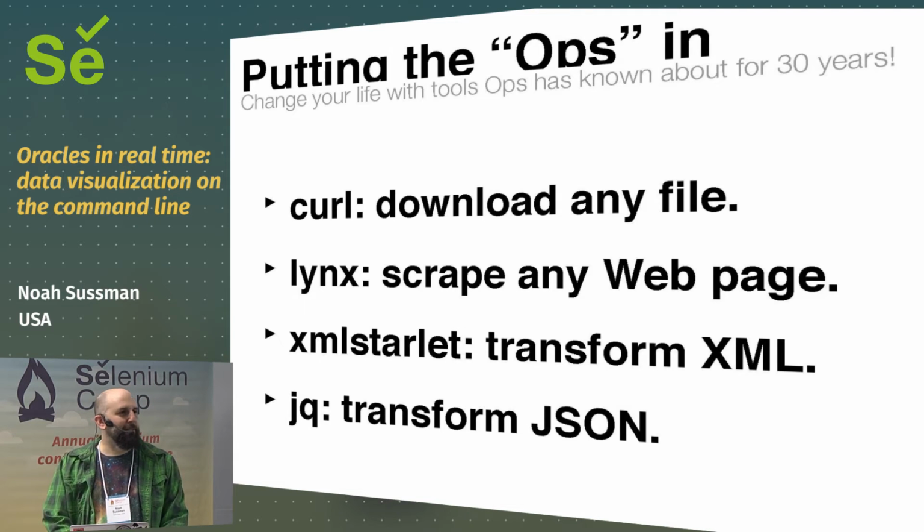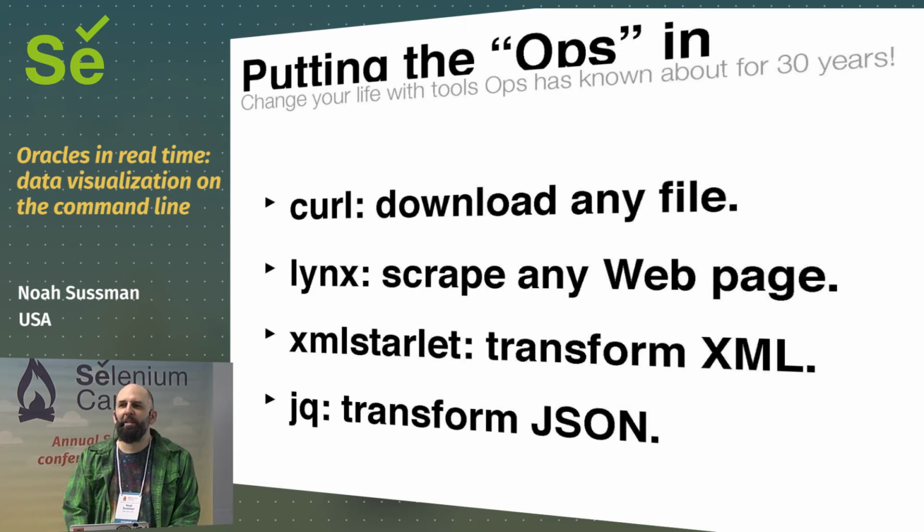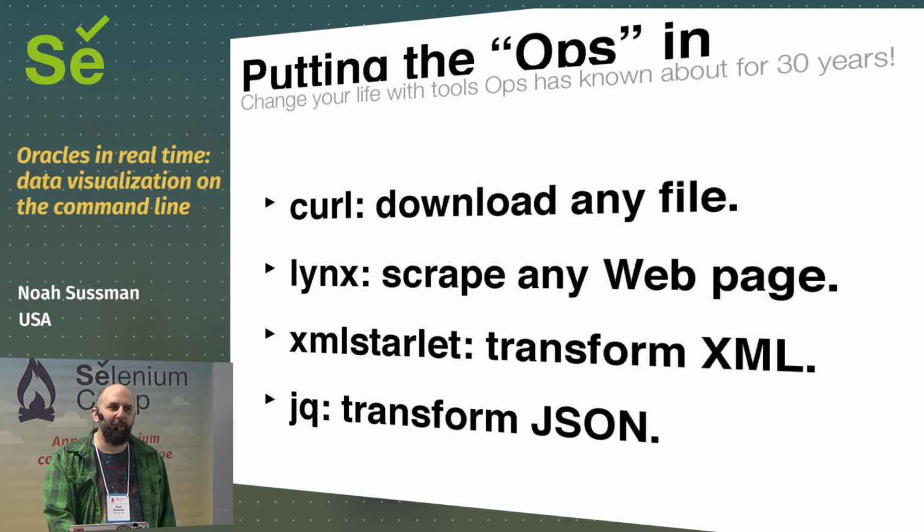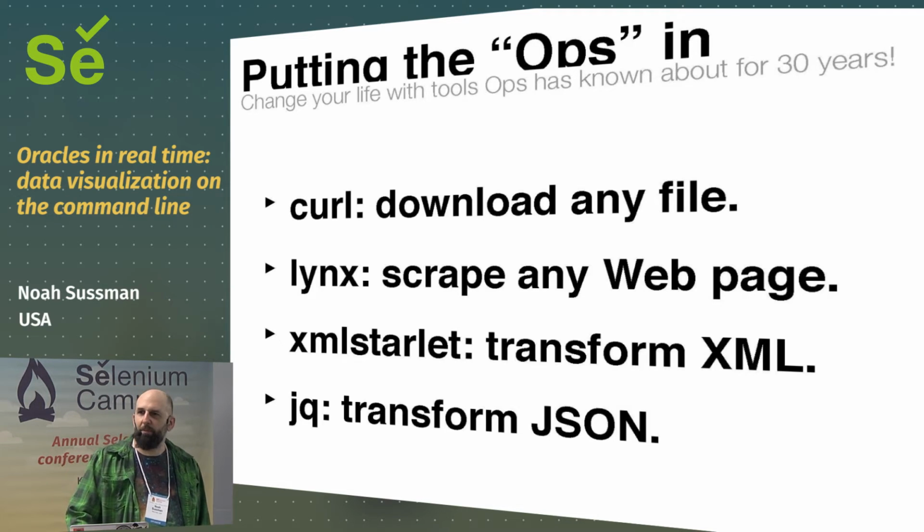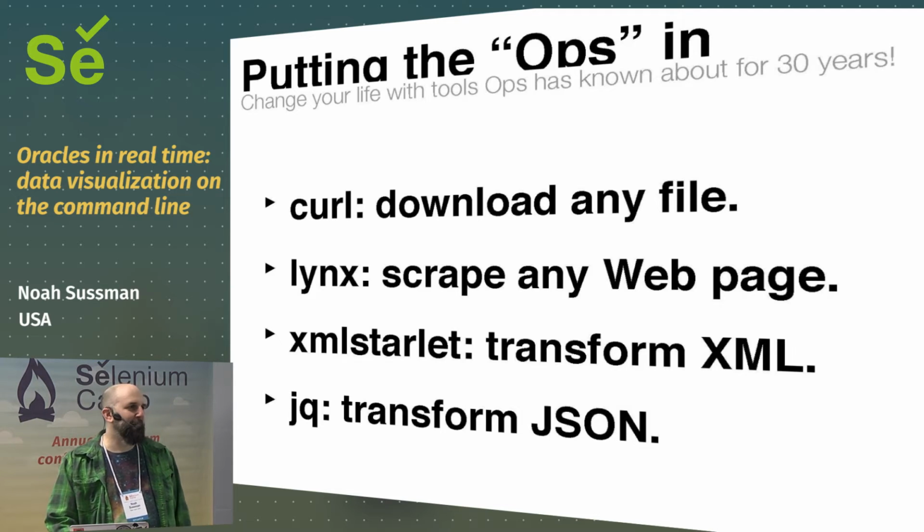Lynx is a funny one because Lynx was the first web browser. It's ancient, but Lynx has this little known functionality to act as a web scraper, and as such, it's incredibly powerful. For instance, if you just want to display some text from a Jenkins build page on the command line, Lynx can scrape that for you, and it can scrape it directly to text. You don't have to do any parsing. You don't have to write any code.